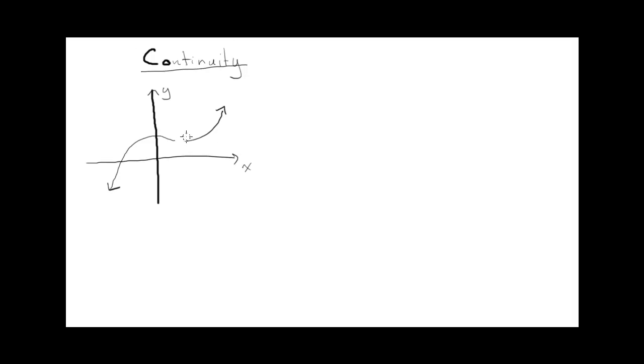What I'm going to do is put a hole. So at A, we have a hole. Probably intuitively you can see why we would say this one's not continuous, but the other one is, because it has a break or a hole. This is what we call a hole discontinuity, or sometimes a point discontinuity.